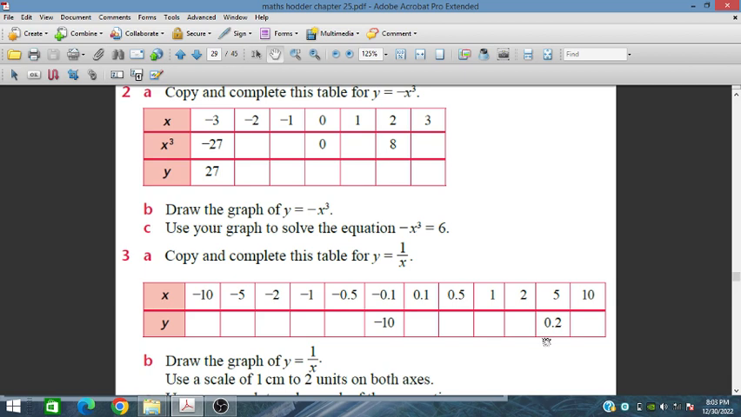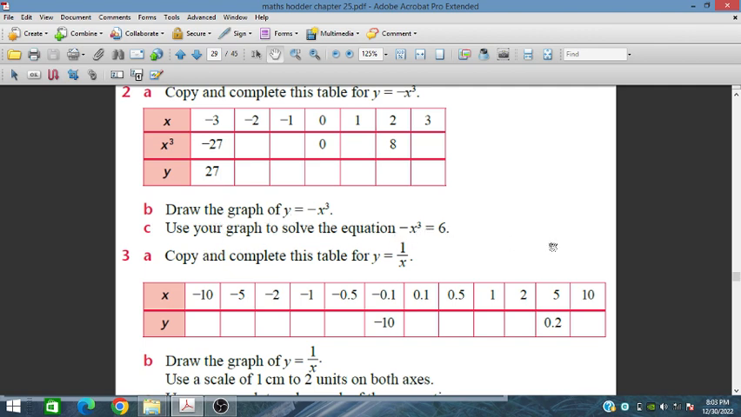In the second question, copy and complete the table. y is equal to minus x cube, and x is given, and x cube is given, and we have to find the minus x cube. So minus x cube is plus. So this can be plotted here, and we can draw the graph and then solve the equation.